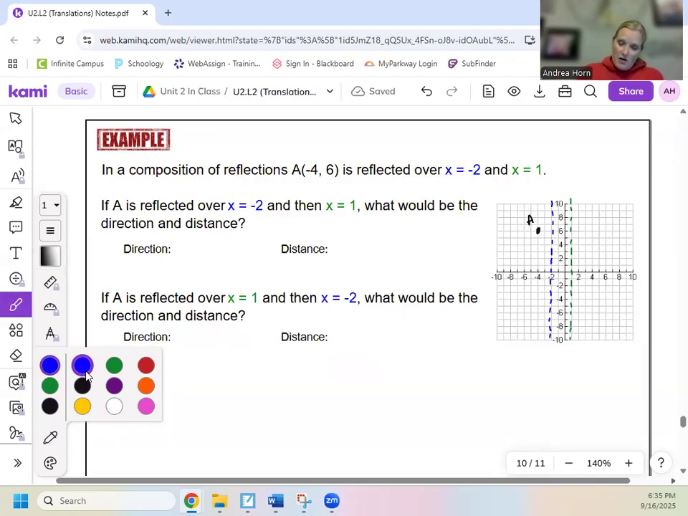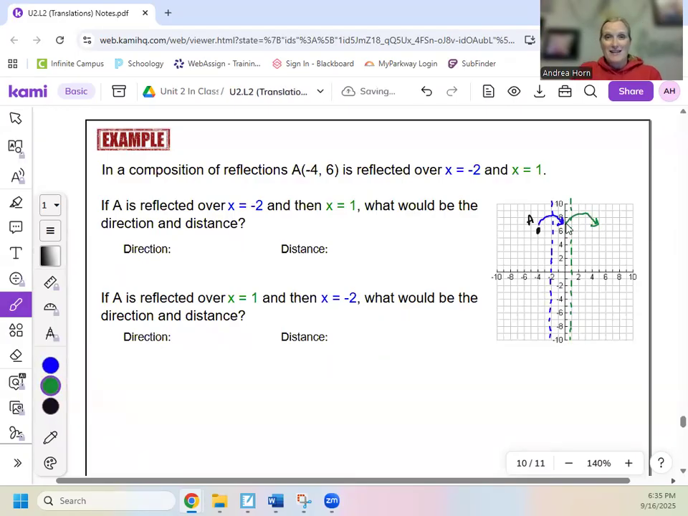Let's look at the first example. If A is reflected over X equals -2, and then it's reflected over X equals 1, what would be the direction and the distance? We're not going to do it, I just want you to think about it. If I reflect A over X equals -2, and then reflect it over X equals 1, what's my direction and what's my distance? Pause and try to figure that out.